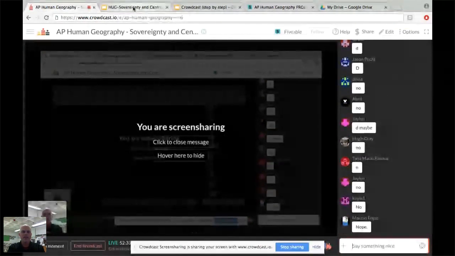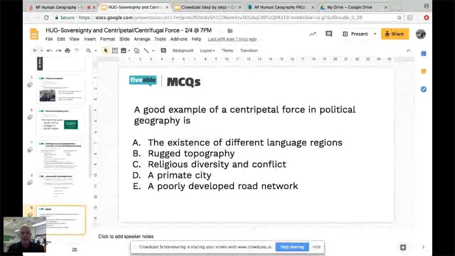So if you look at this one, somebody asked what the primate city is. You guys might not have gotten to what primate cities are, and I'll explain what that is in a second. But you could have used process of elimination here. The existence of different language regions? Well, different languages would be centrifugal, like we talked about in Belgium with the Dutch speakers in the north and the French speakers in the south.